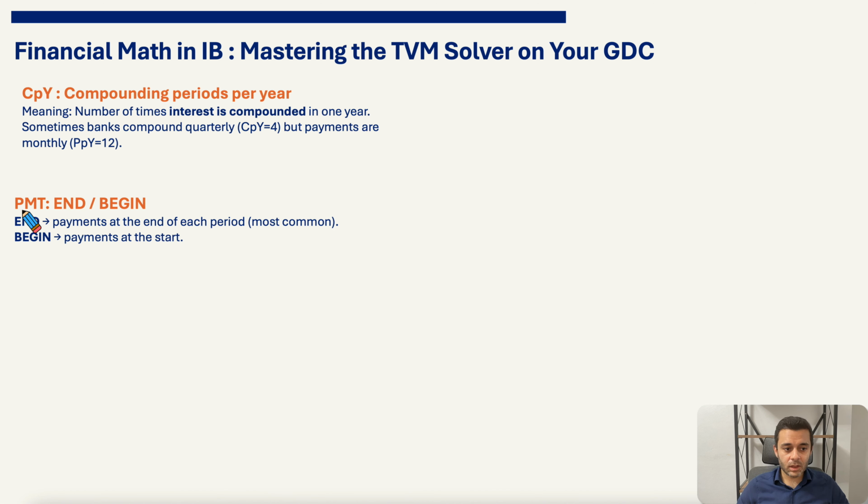Finally, the calculator will ask you about the regular payments. Are they done at the end or in the beginning of the period? The end or the beginning of the month or the year and so on. Now, in the IB, most of the time we use end payments, where payments are done at the end of each period. This is the most common.